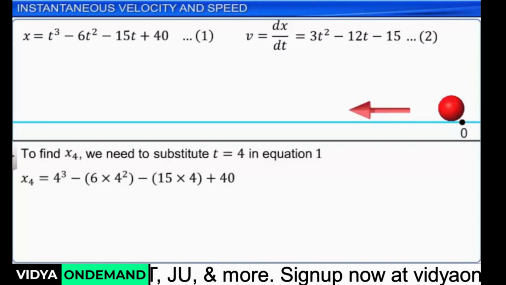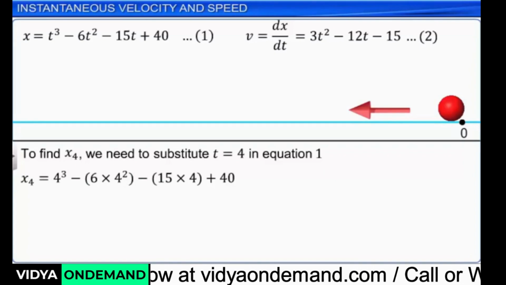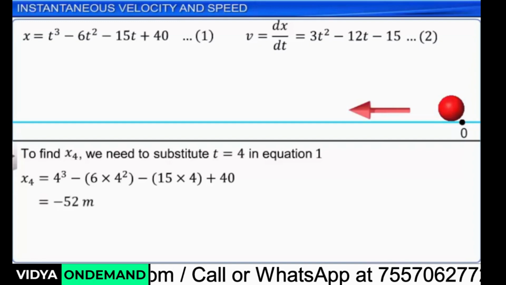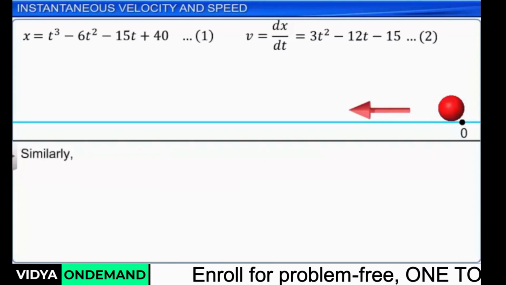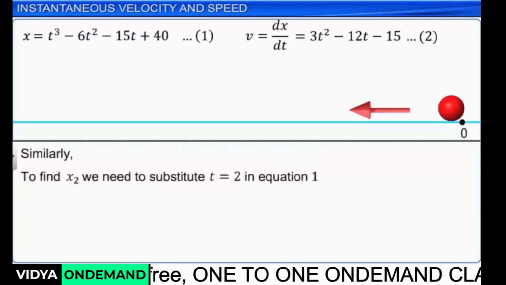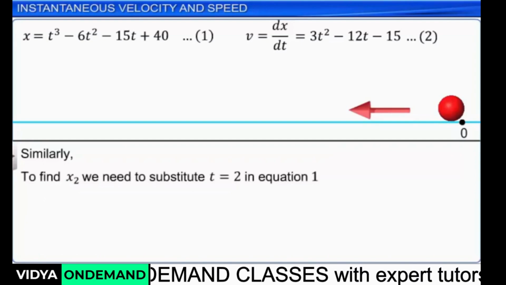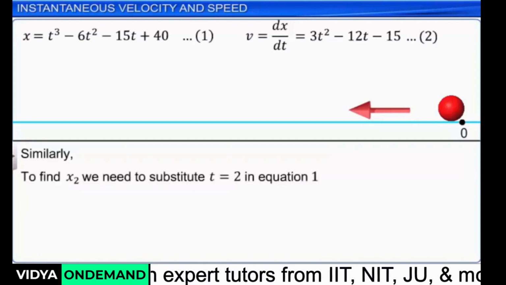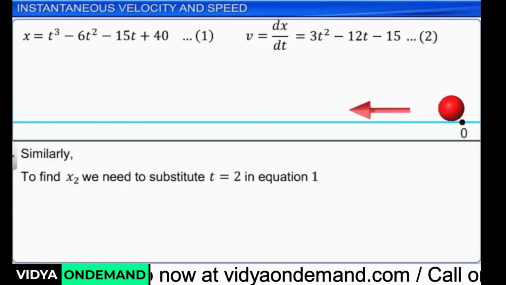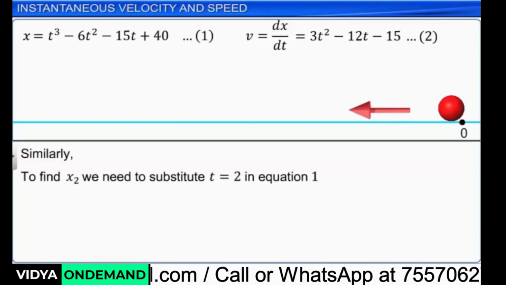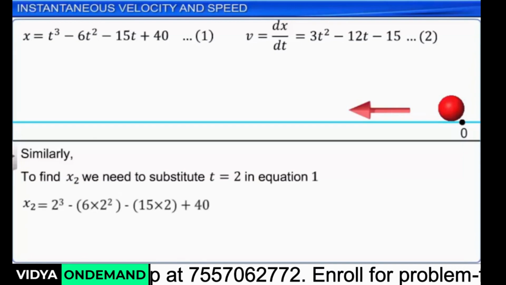Similarly, to find x2, we need to substitute t equal to 2 in equation 1. x2 is equal to 2 cube minus 6 multiplied by 2 square minus 15 multiplied by 2 plus 40, which is equal to minus 6 meters. The particle is situated to the left side of the origin.